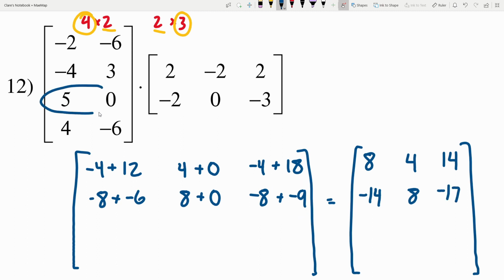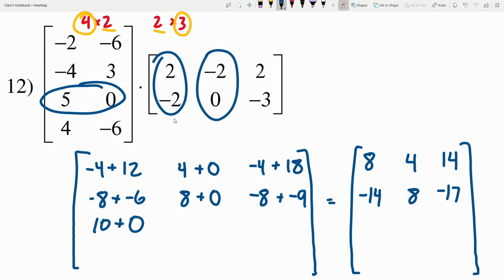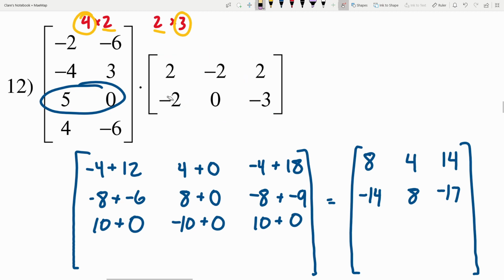2 more rows to go. 5, 0. Dotting that with the first column. 5 times 2 is 10. Plus 0 times negative 2 is 0. Then dotting that with the second column. 5 times negative 2 is negative 10. Plus 0 times 0 is 0. And then finally that third column. 5 times 2 is 10. Plus 0 times negative 3 is 0. So, the 0 made it a little bit easier. 10 plus 0 is 10. Negative 10 plus 0 is negative 10. 10 plus 0 is positive 10.